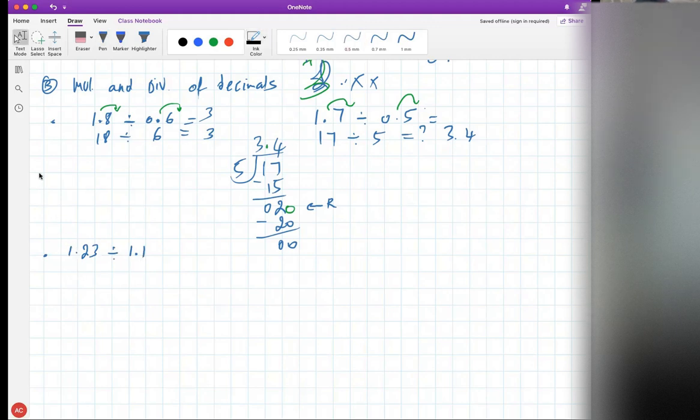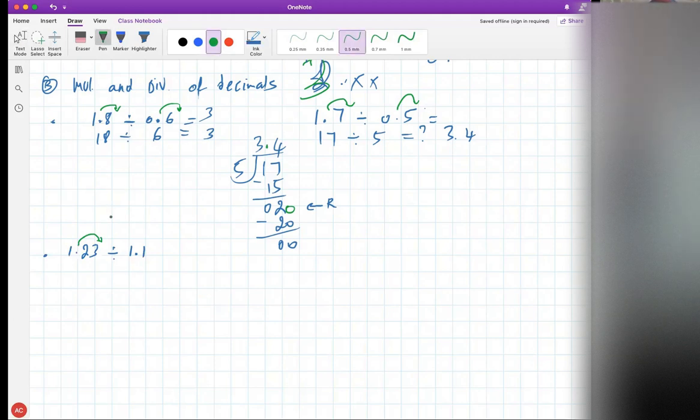All right, so what is it again that we need to do first, everybody? Make everything into whole numbers. How exactly do we do that? What needs to be moved? How many times? The decimal twice. 1.23 divided by 1.1. So here we're going to move this twice. What about this? Once.